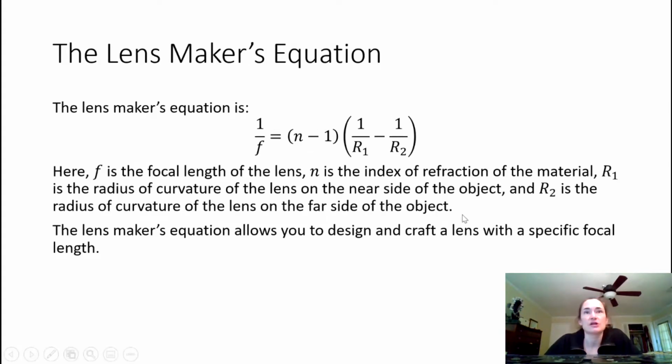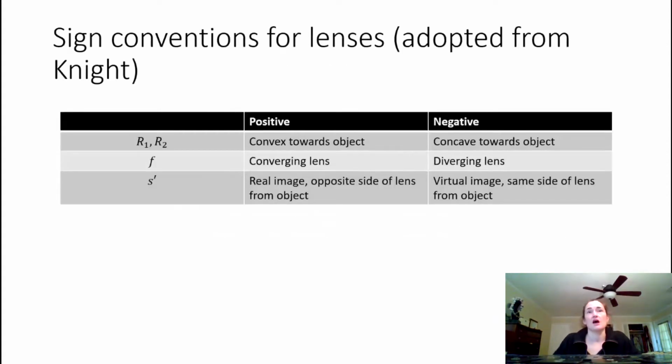You can use the lens maker's equation to solve for what the focal length is going to be. The lens maker's equation is 1 over f is equal to n minus 1 times 1 over R1 minus 1 over R2. Of course, n is the index of refraction again, f is the focal length, and R1 and R2 are the radii of curvature of the lens on the near side and the far side of the object.